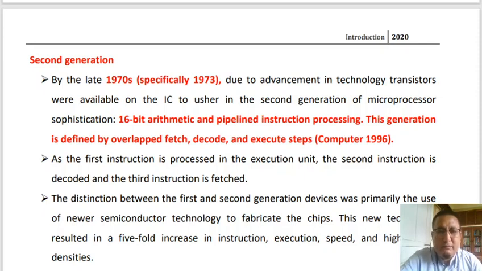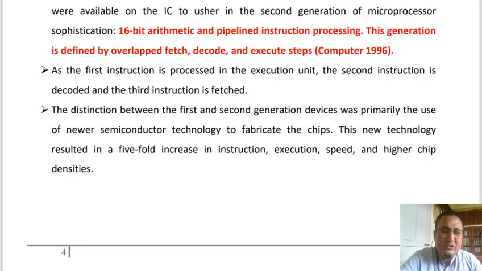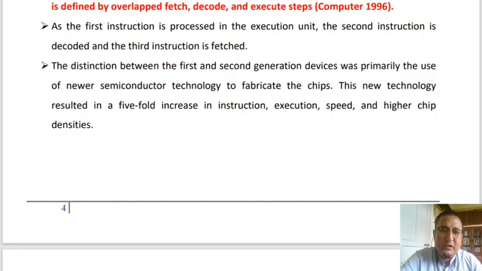Now, in case of pipelining instruction processing, while the instruction is being executed, the next instruction is being fetched and prepared for processing. The basic distinction between the first and the second generation microprocessors was the use of semiconductor technology, which helped in increasing the instruction execution speed as well as the chip density.